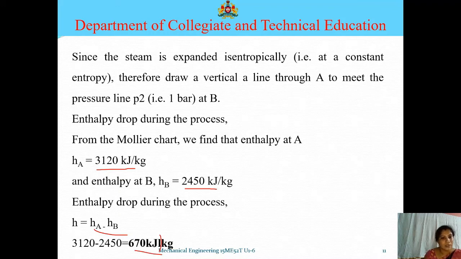Even by using the steam table you can solve the problem, but in this particular problem they have not given the value of x. You can use it, but it will become a very lengthy process if I want to solve the problem by using a steam table. So the Mollier chart makes the problem very simple.